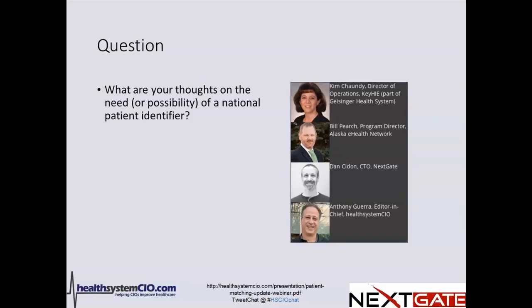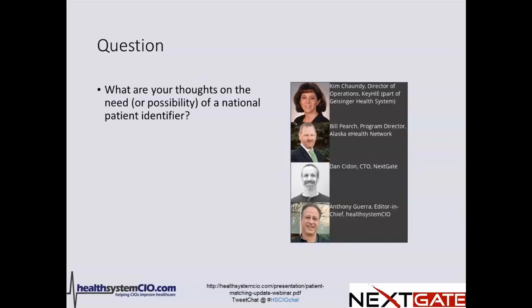Okay, Bill? I think that we're not going to see a national patient identifier for a long, long time. And I attribute this to something I call the privacy paradox, where the more an individual would benefit from being identified correctly, the less they seem to want to be identified correctly. It's crazy, but it's true.